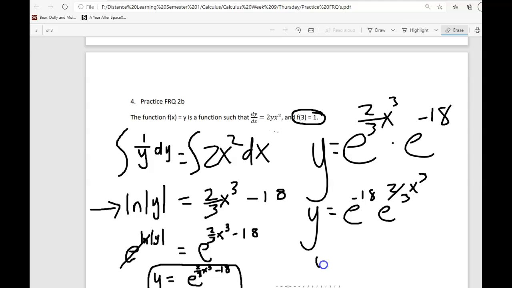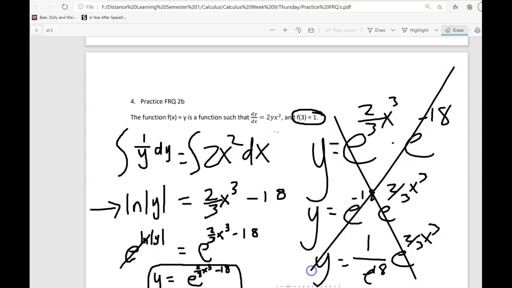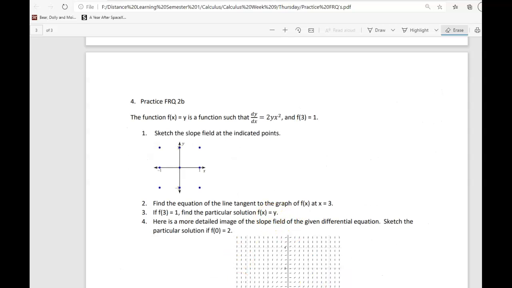Or since that's the negative power, they might even write it like this. Now, don't do that on your FRQ. There's no reason for that. I'm just showing you guys stuff to keep in mind for multiple choice type questions. What I boxed down here is a good answer. Anyway, so there's that. Let's go ahead and move on to the next one.